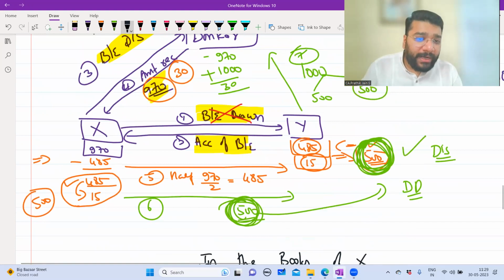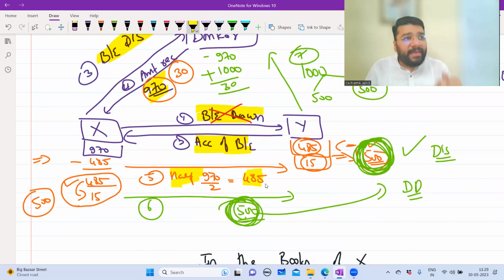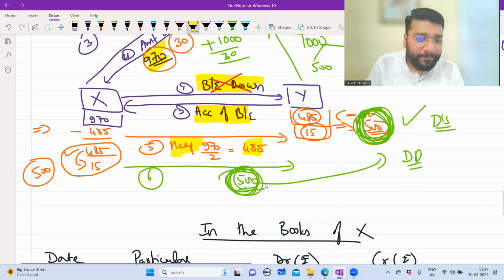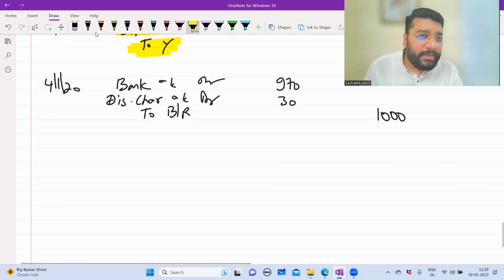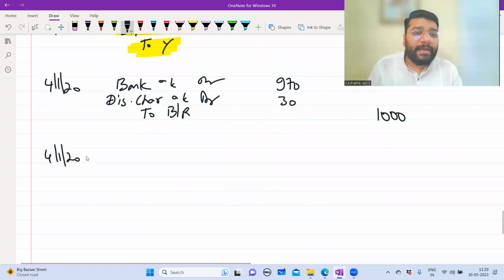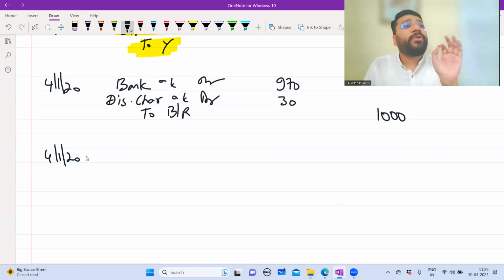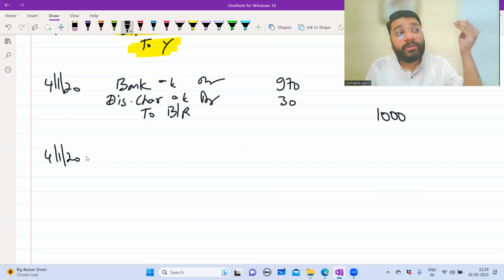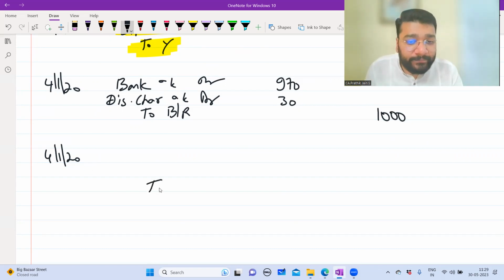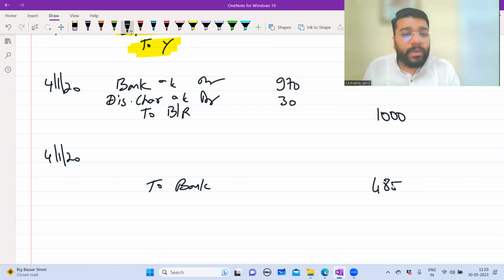Now, after the fourth transaction, the fifth transaction is that half of the money, that is 485 rupees, we are handing over back to the party. So now, guys, on the same day, 4th of Jan 2020, we are handing over the money to Y. So debit what comes in, credit what goes out. From my bank, money is going out. Credit what goes out, bank. How much money is going out? 485 rupees is going out.